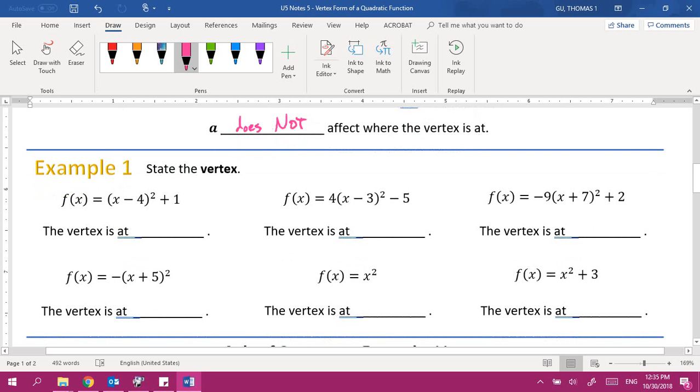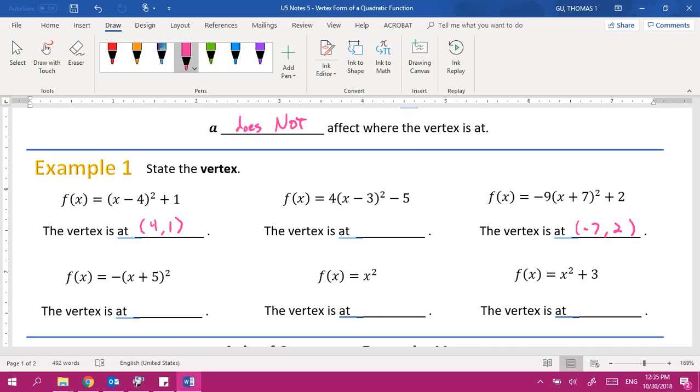Okay, so look at example 1 then. Let's do some examples. So right here they give you the vertex form equation, and all you have to do is find the vertex. So starting with the very first one, x minus 4 quantity squared plus 1. What's the vertex on that one? 4, 1, that's right. Okay, now just to highlight the difference, let's go to the third one where it says f of x equals negative 9 times x plus 7 squared plus 2. What's the vertex on that one? Negative 7, 2. Negative 7, 2, right. So you guys have figured out that inside the parentheses it's opposite, right?